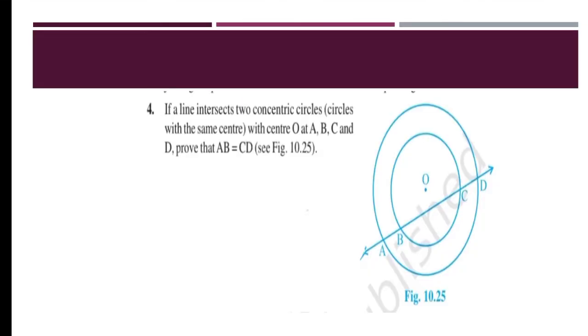In question number 4, we have a line that intersects two concentric circles with the same center O at A, B, C, and D. Then prove that AB is equal to CD. So there are two circles, and the circles are concentric with the center as O. AD is the line that is given. AD intersects the bigger circle and BC intersects the smaller circle. So AD is the chord for the bigger circle and BC is the chord for the smaller circle.